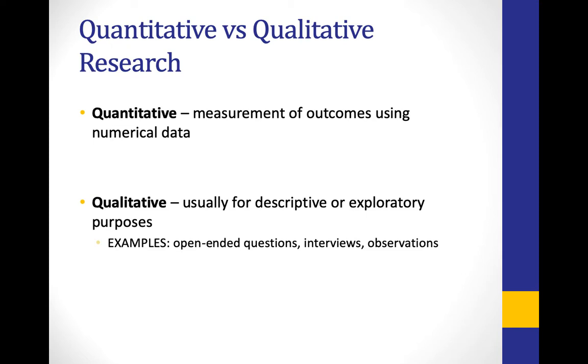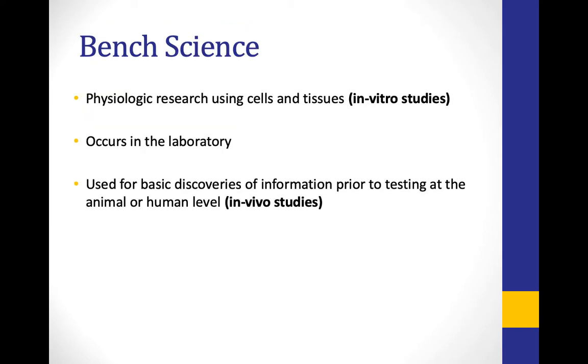In contrast, qualitative studies use different types of data, such as transcripts and field notes, to explore or describe certain conditions or phenomena. Examples of methods that are used in qualitative research include things like interviews, focus groups, observations, and open-ended questions on surveys that allow people to freely respond to a question rather than picking from a set list of choices. You may also hear the term bench science.